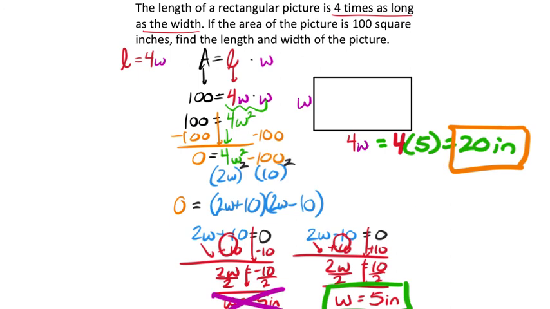But this one checks off, and we've even labeled them. So we're in good shape right here. This problem's good.